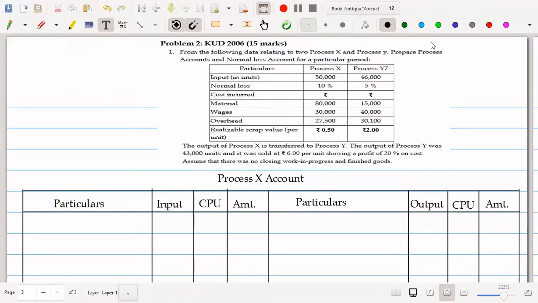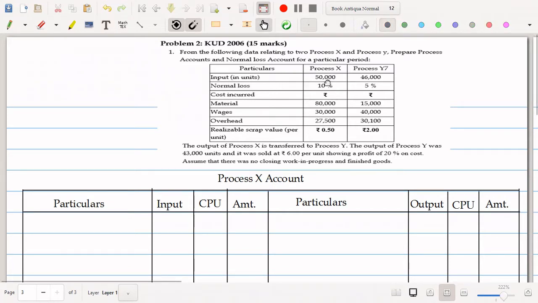Let's solve this problem now. Before preparing process X account, let us read out the question. This was asked in Karnataka University, Dharwad in the year 2006 for 15 marks. From the following data relating to two processes, process X and process Y, prepare process accounts and normal loss account for a particular period. So some information is given here.